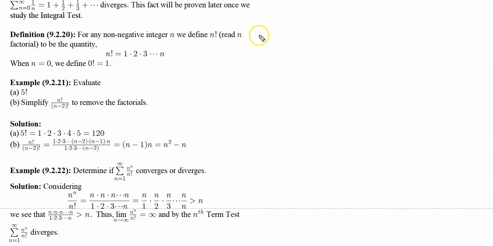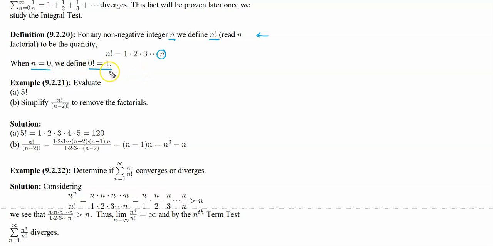Now here's a definition that we need. For any non-negative integer n, we define this little n with an exclamation mark after it. That means n factorial. Now that's supposed to be the number 1 times 2 times 3 times all the way out to times n. Now also, if n does equal 0, then we define 0 factorial to be 1.